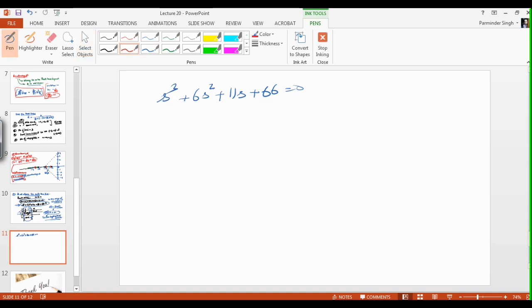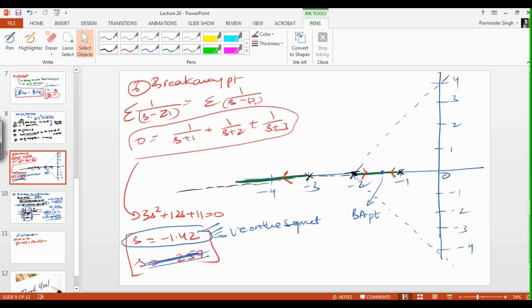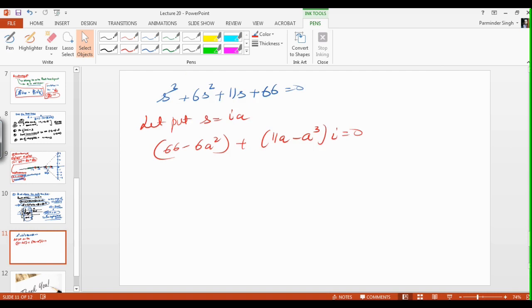Now let's put s equal to jω, or s equal to ja. So when we put s equal to ja in this equation, we have some real part and some imaginary part. On solving, we have (66 − 6a²) plus (11a − a³)j equal to 0. On the imaginary axis the real part will be 0, so we put the real part equal to 0.